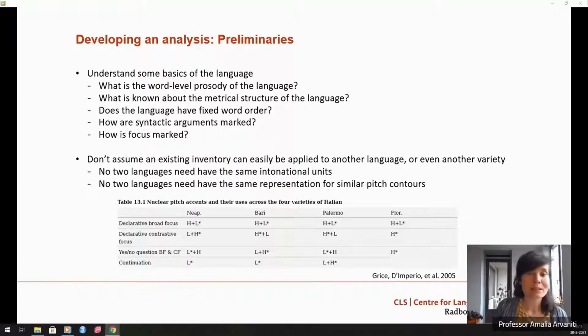Take, for example, these pitch accents for these 4 Italian varieties. These are used to mark declarative broad focus and contrastive focus, yes-no question, broad and contrastive focus, as well as continuation. If we look down the columns for these 4 varieties, we can see that no two varieties use the same pitch accents for each of these functions. This is most strikingly evident for the Florence variety in the rightmost column, which indeed uses a high for most functions.